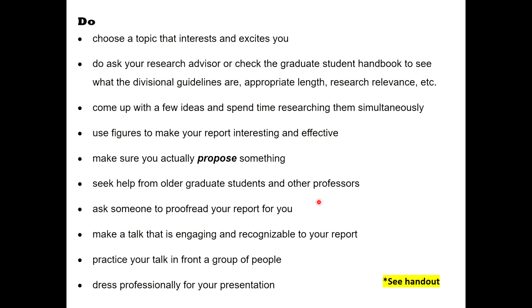Also, please dress professionally for your presentation. No jammies, no sweatpants, nothing like that. Yeah, I know, right? You're going to have to get dressed for this. But yes, please dress professionally. Make it seem like you're presenting at a conference or something like that, right? You want to look nice and let us know that you really care about what you're doing.